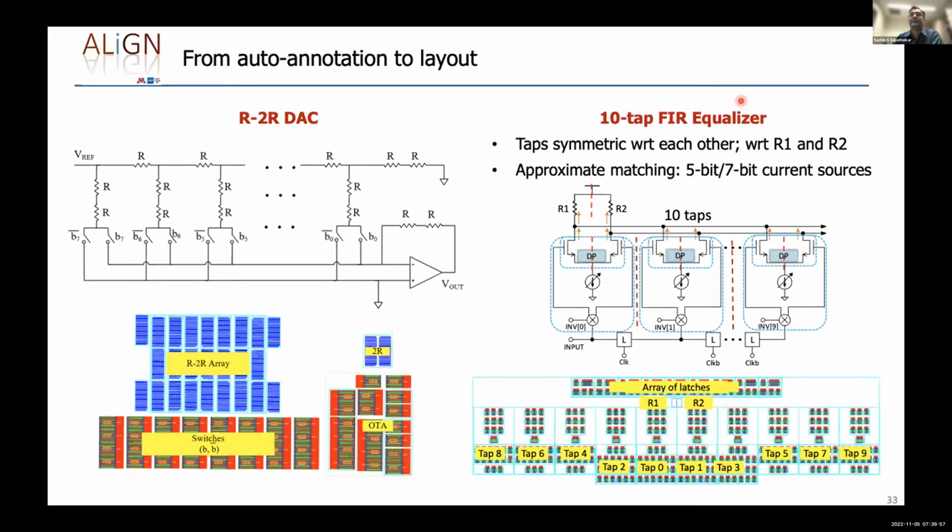This is the FIR equalizer I'd shown you earlier, where I needed approximate matching because some current sources were 5 bits, some were 7 bits. And then by doing that, this got recognized and translated into layout. The 7-bit switches are larger and they're over here. The 5-bit switches are smaller and they're on the periphery.